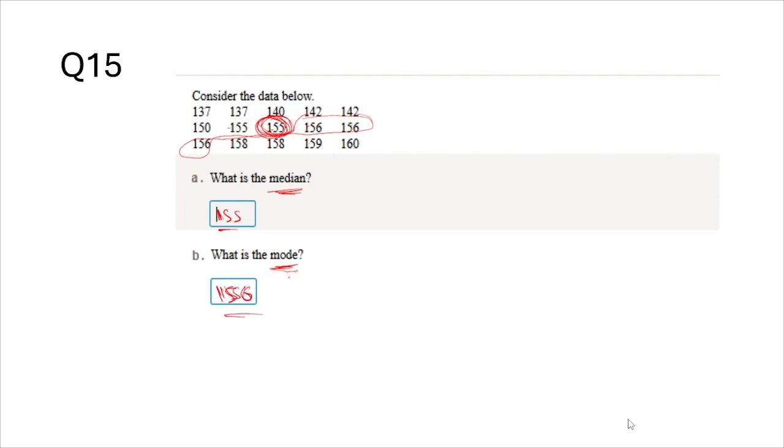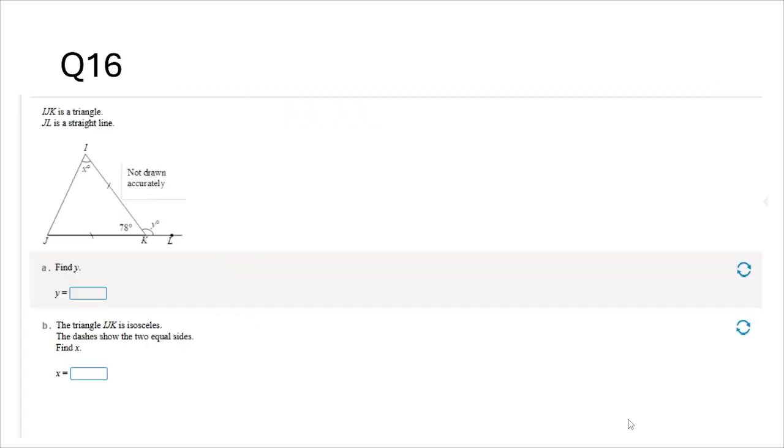Okay, so let's see question number 16. IJK is a triangle. GL is a straight line. The question says find Y, so we want to know the measurement of this angle.